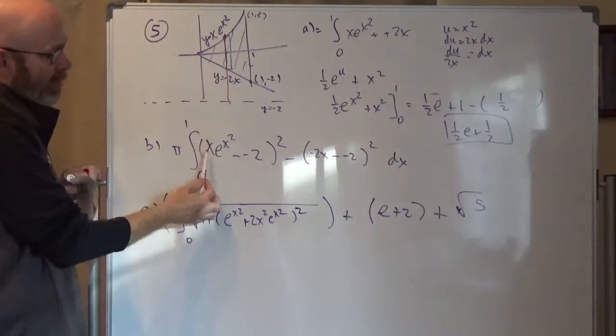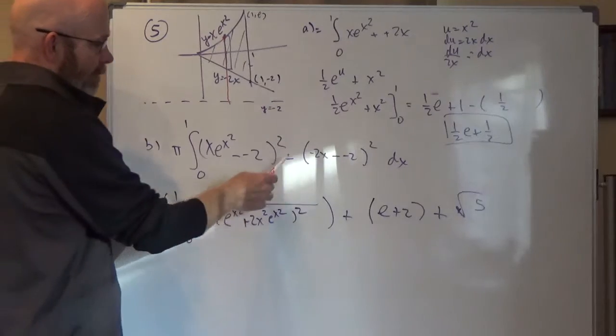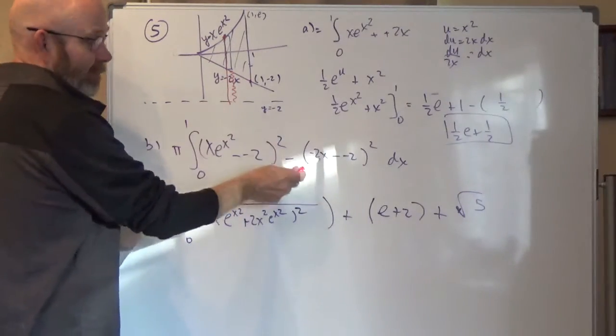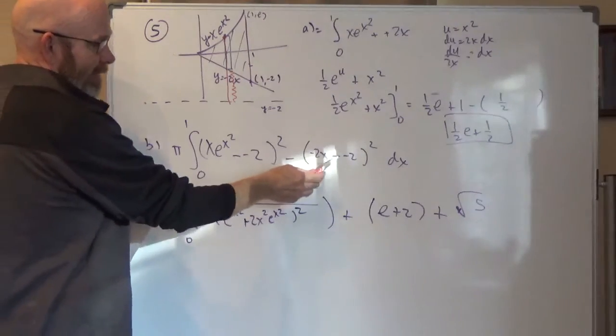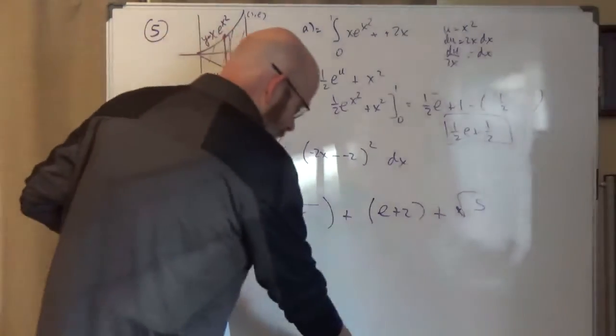So that's that top curve, x e to the x squared, minus that curve, which is negative 2, minus the inside radius squared. This is the inside radius, which is the bottom curve, negative 2x minus negative 2, squared. They didn't ask us to actually integrate it, so we're done with that one.